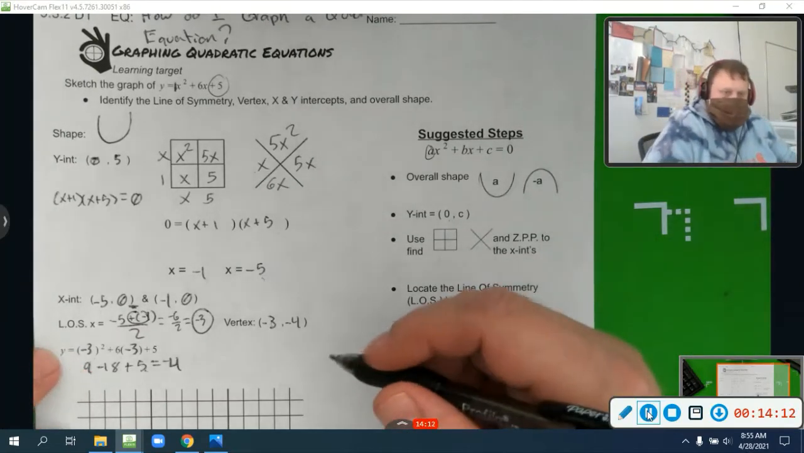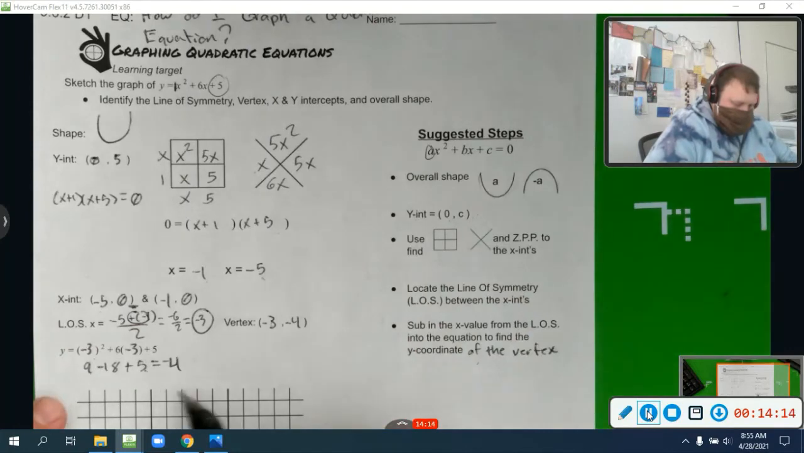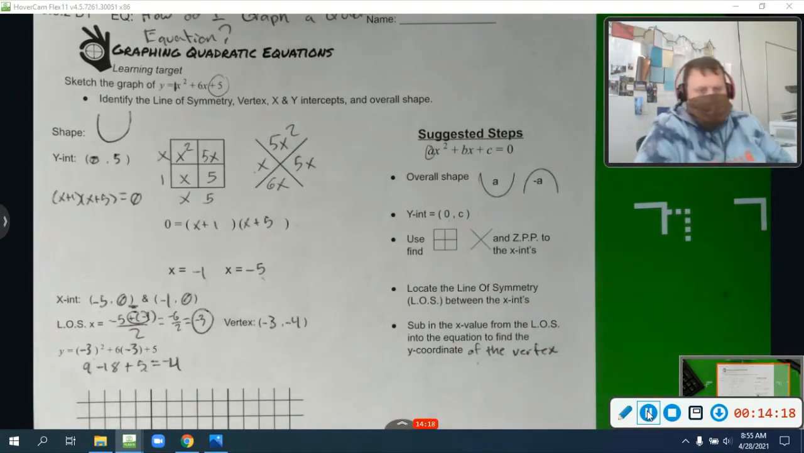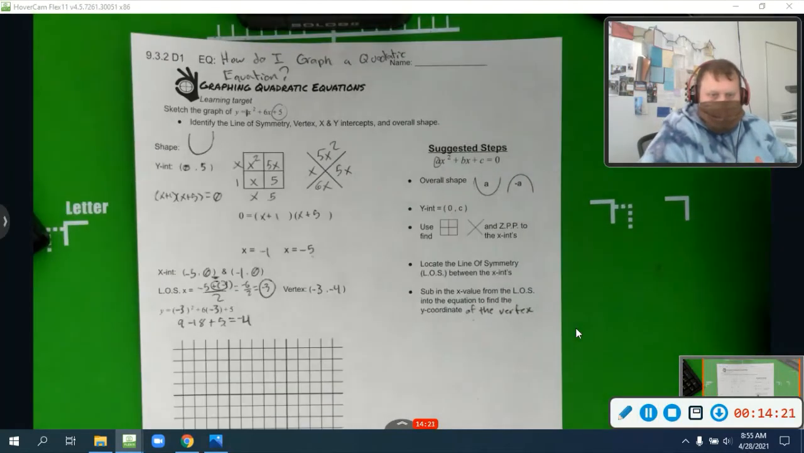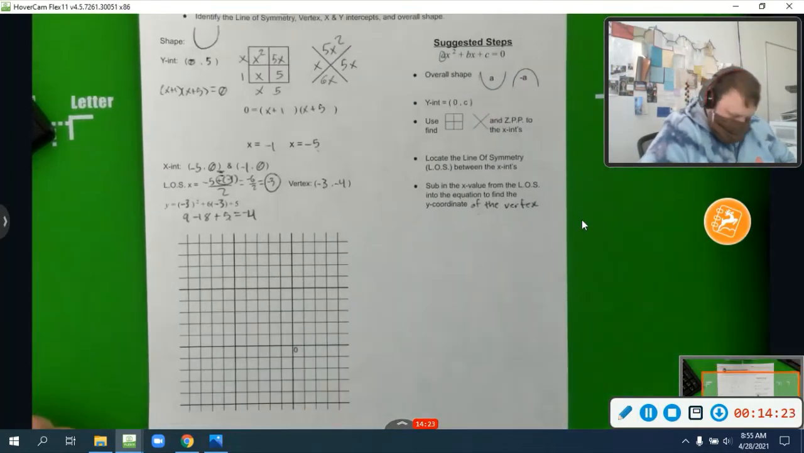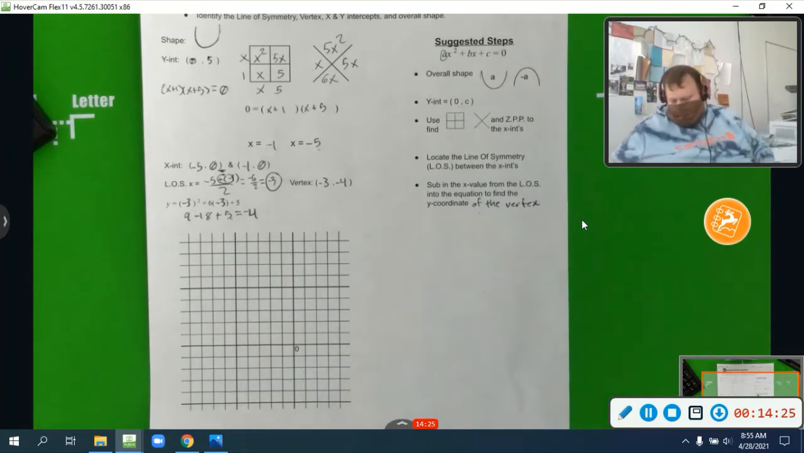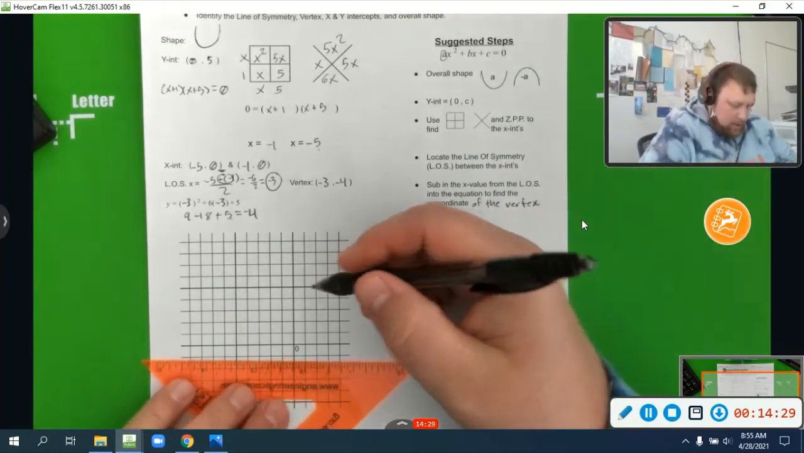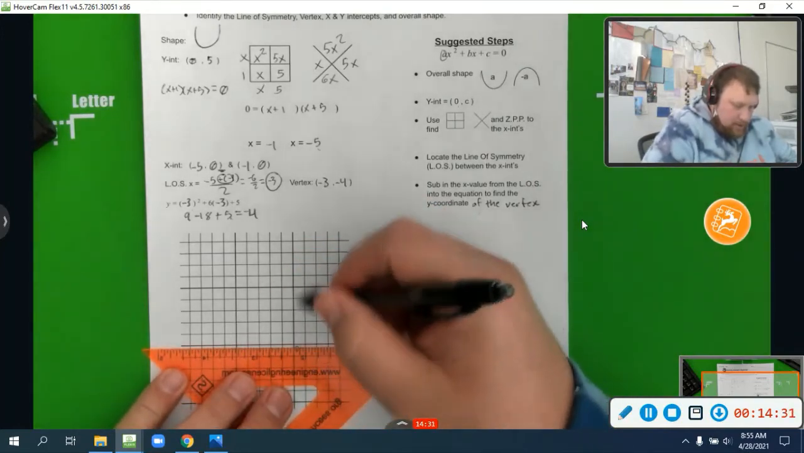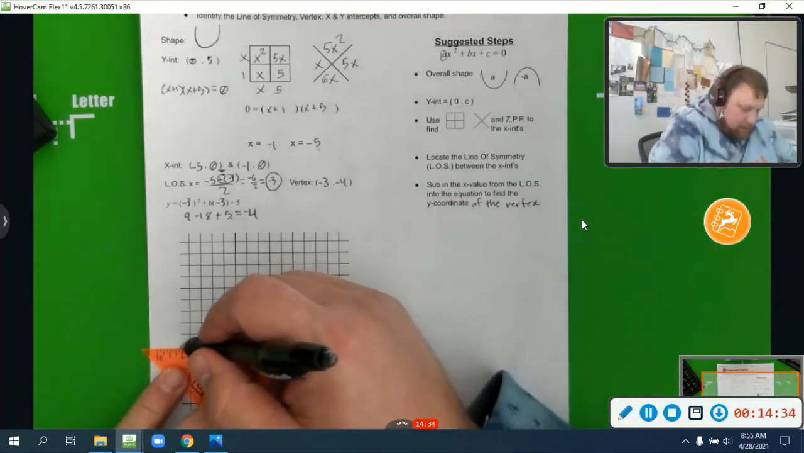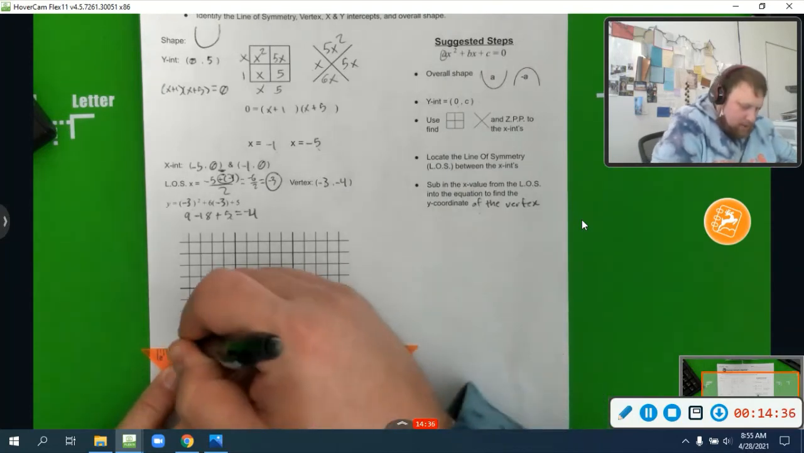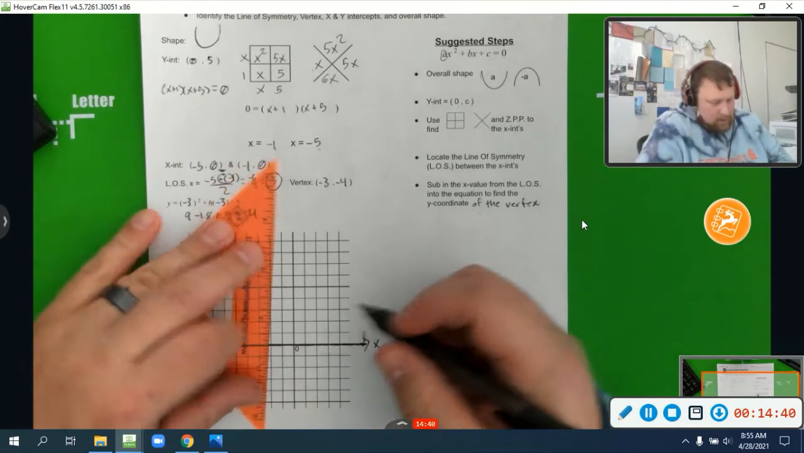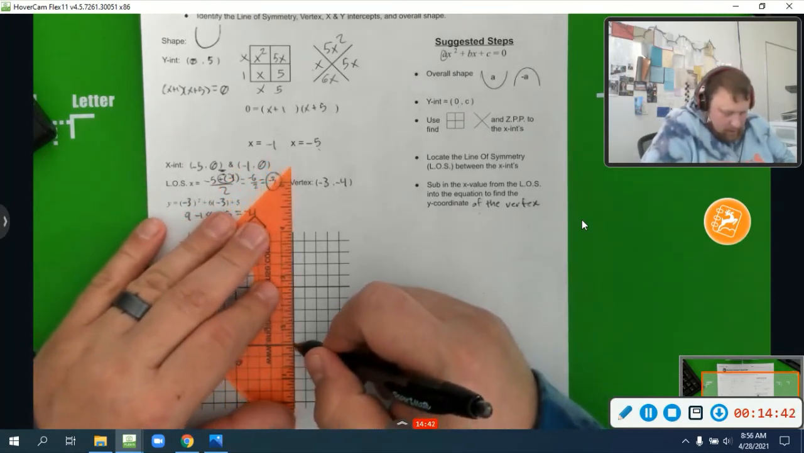All right, guys. So now that we've got this, we have our vertex, our line of symmetry, all our stuff. Let's go ahead and start graphing. I'm going to zoom out a little bit here to help make this a little bit more visible.